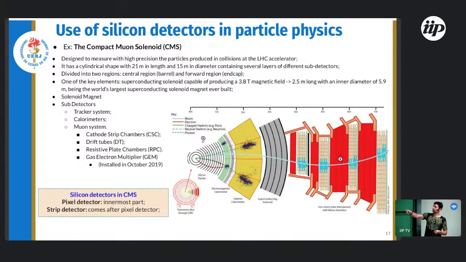There's a funny story about this. One time our solenoid was broken, and then ATLAS made a joke with us. They drew the same figure with a line, making fun of us.